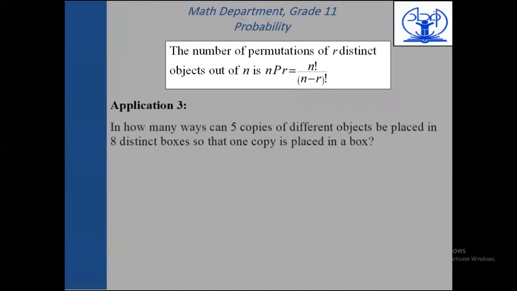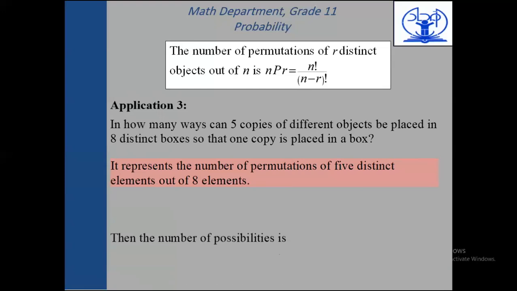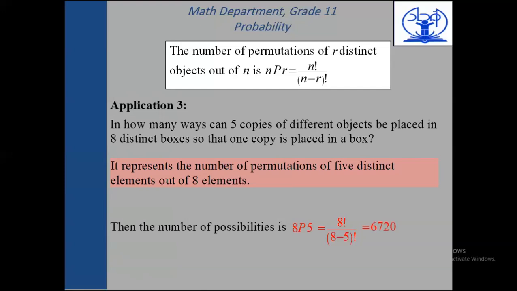Another example: in how many ways can 5 copies of different objects be placed in 8 distinct boxes so that 1 copy is placed in a box? If you think about this situation, actually you are permuting, arranging 5 out of 8. So the answer will be directly permuting 5 out of 8. Again, I'm telling you that you don't need to write this using the calculator, but if you don't have a calculator, you need to write it. So the answer using the calculator will be directly 6720.